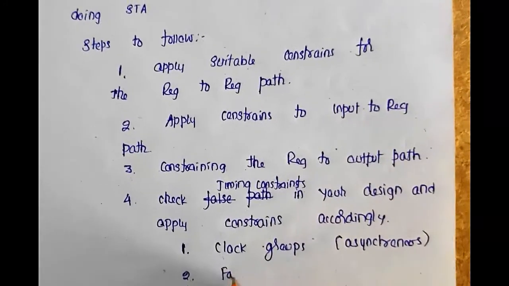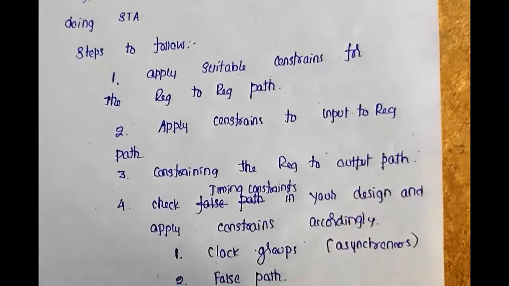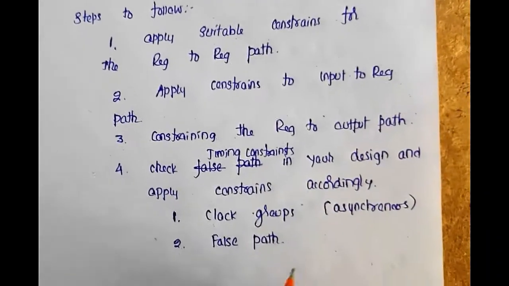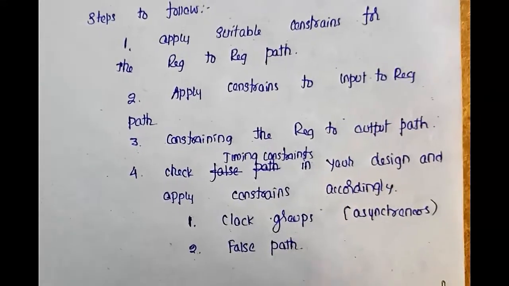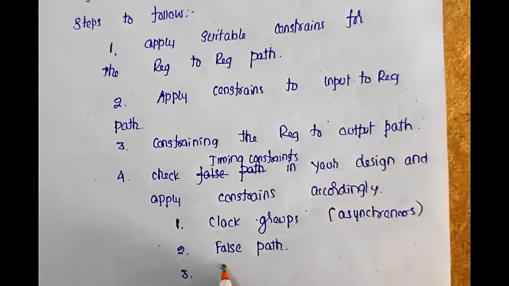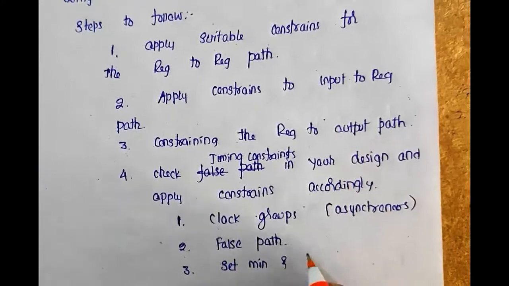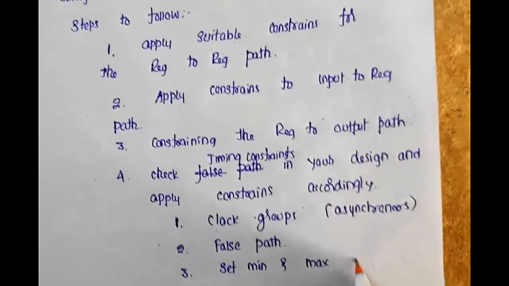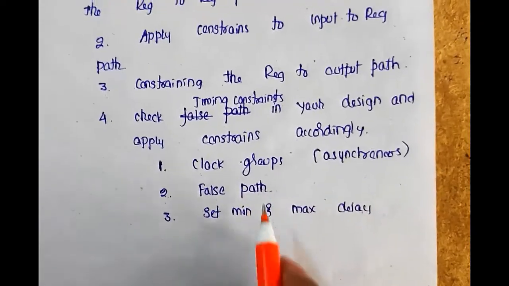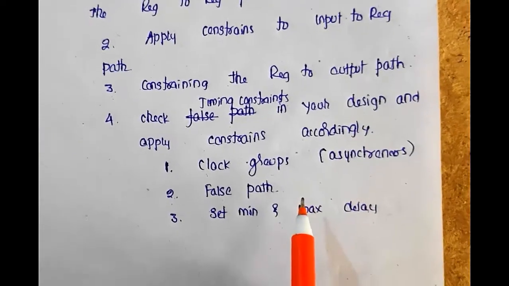Next is false path. See, is there any false path in your design, and apply set false path from this source to destination. Next is set min and max delay. This comes under third priority, set max and min delay, which is the constraint for the pure combination.